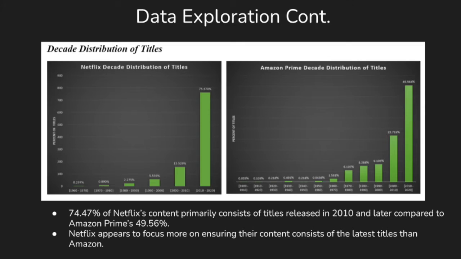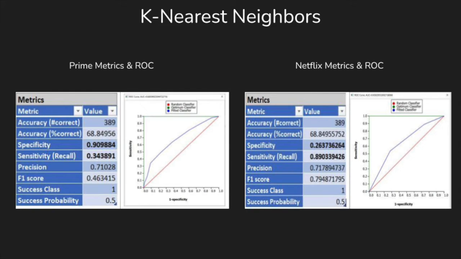In this visual, we observe that 74.47% of Netflix's content primarily consists of titles released in 2010 and later, compared to Amazon Prime's 49.56%. This allows us to determine that Netflix focuses more on ensuring that their content consists of the latest titles compared to Amazon. Lastly, the k-nearest neighbors classification method was used to determine if a combination of all our numerical variables could be used to predict if content is available or unavailable on Netflix and Amazon Prime.